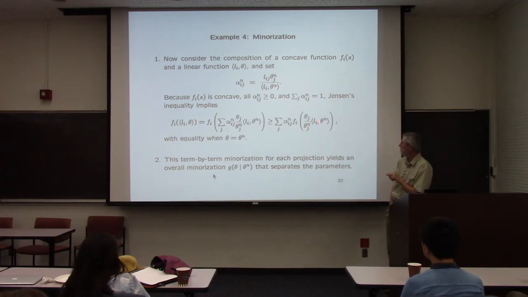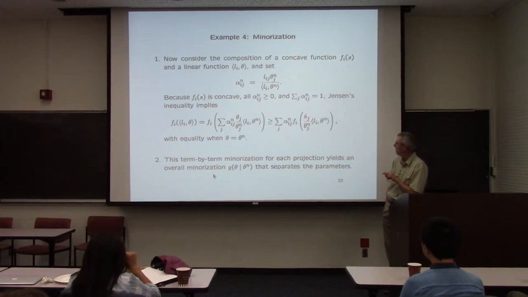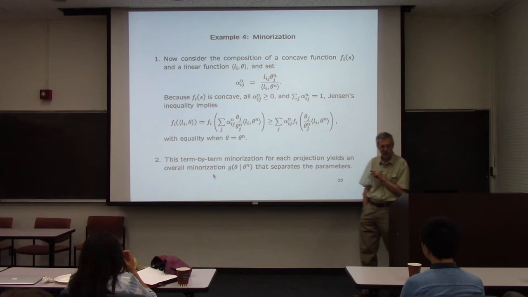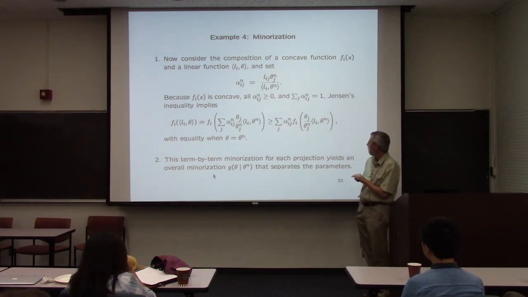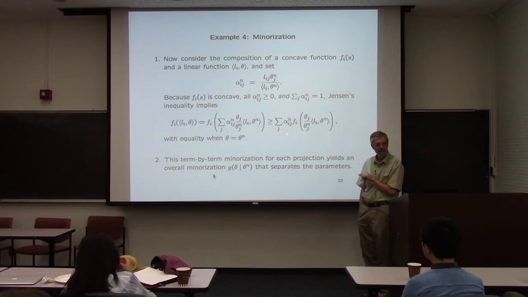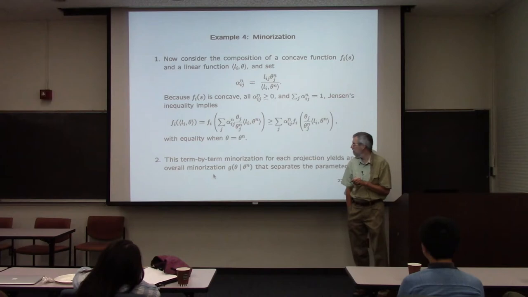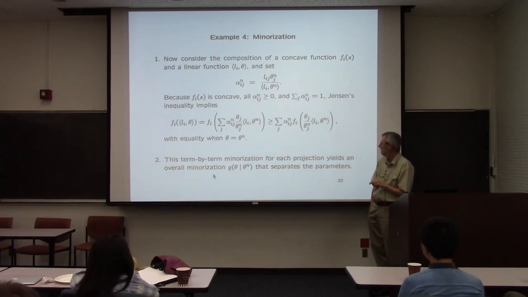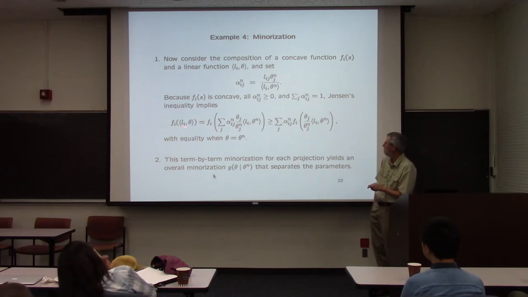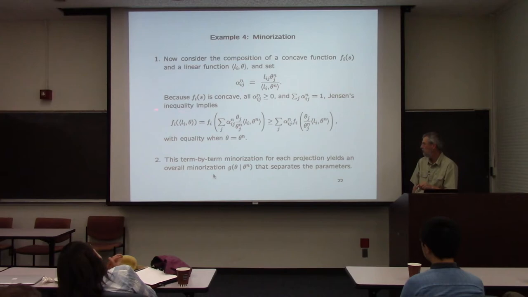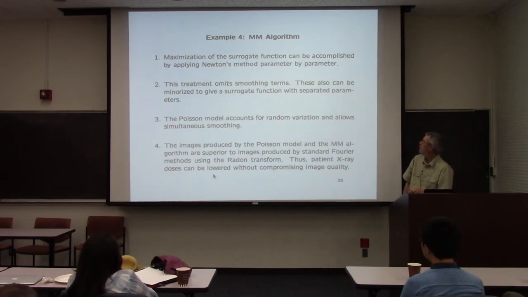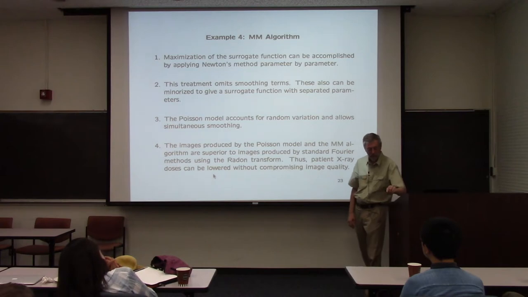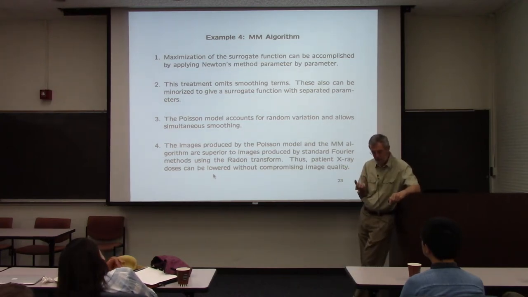Now, this looks complicated, but the only parameter that's inside this function is theta_j. We ignore the theta_n's because we know what those are. Those are not what we're trying to estimate. So we have, in fact, separated the parameters. So if we take the surrogate function we get from this majorization, and we're doing it term by term here for each i, we get an overall minorization that separates the parameters, and although you can't solve the equations for the single parameter updates exactly, you can solve them by Newton's method, which is a one-dimensional problem.